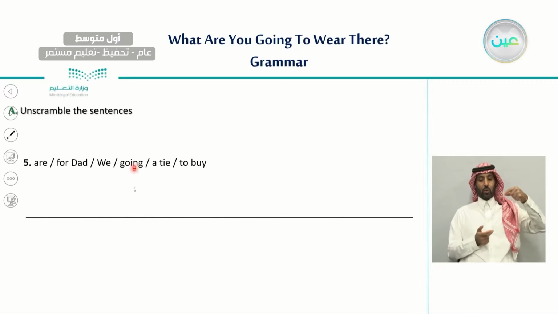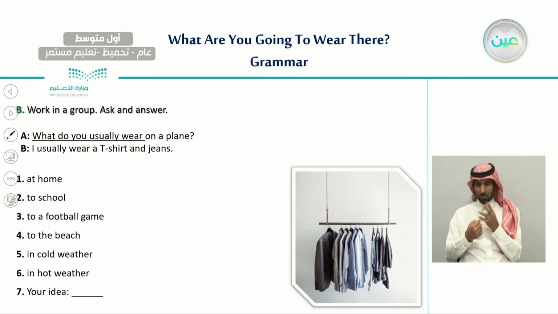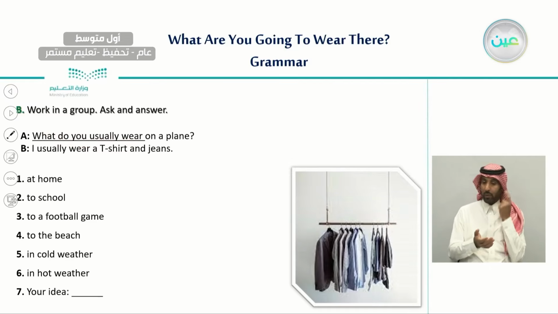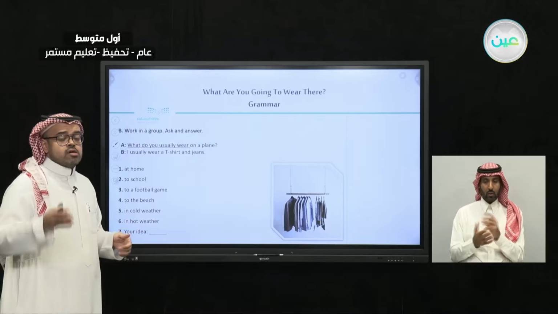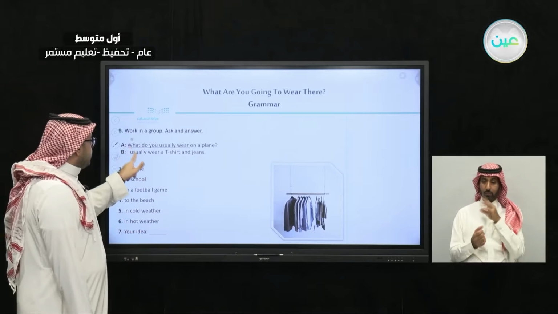And now let us move on to the next exercise. For the next exercise, I would like you to work in groups and ask and answer questions. So you can simply ask them, what do you usually wear, and then you mention the place. Here we have listed a couple of places that you can use to answer. Here we have an example. What do you usually wear on a plane? I usually wear a t-shirt and jeans. So this is an example.